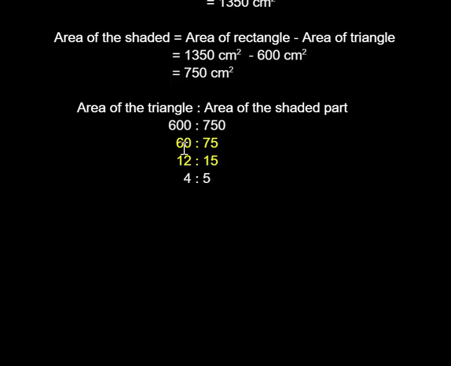I divide by 10, I get 60 and 75. I can further divide by 5, I get 12 and 15. I further divide by 3, I get 4 and 5. So the simplest form is: the area of the triangle is 4, the area of the shaded part is 5.